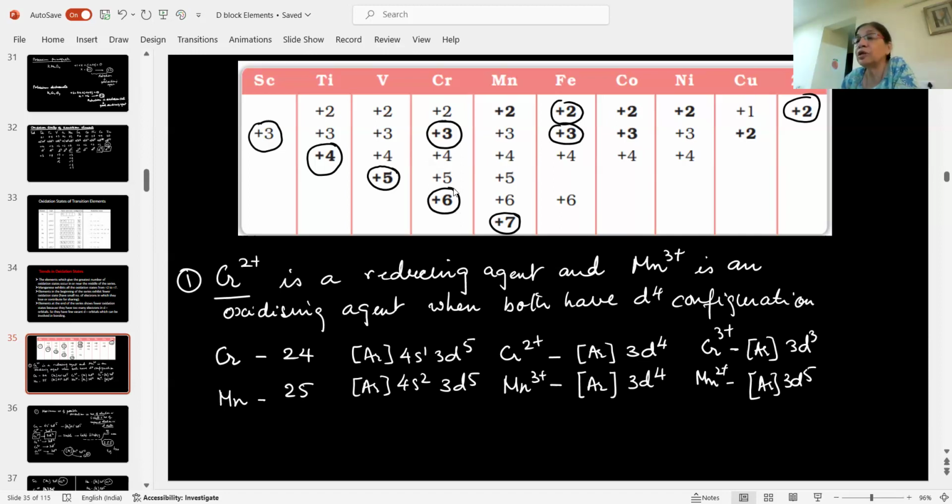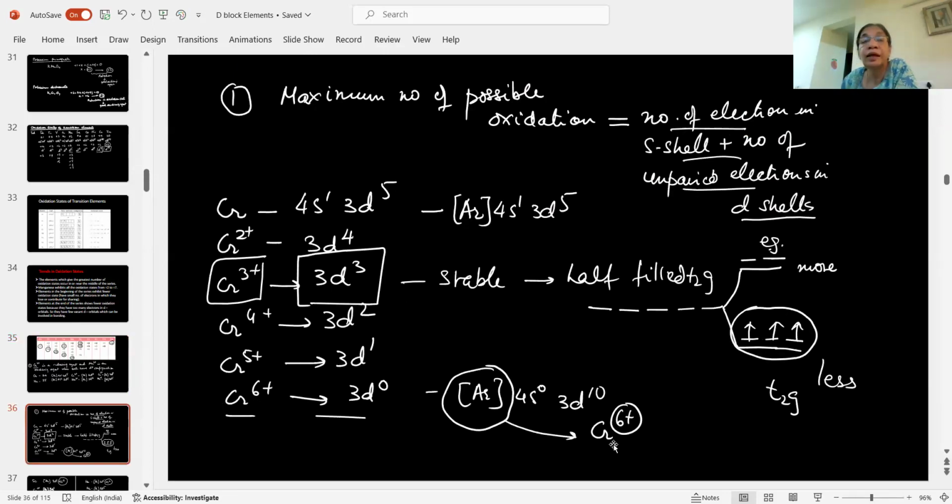Chromium is also a good oxidizing agent because it has the +6 oxidation state in potassium dichromate, and it can change into the +3 oxidation state, which is also a very stable oxidation state. So like that, you can describe oxidizing and reducing agents.